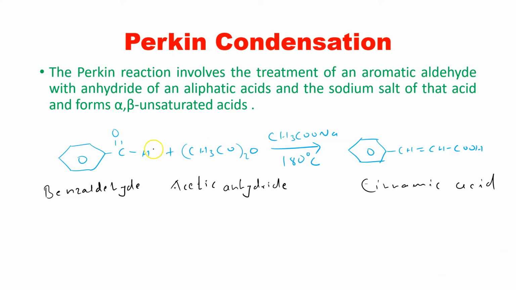So these two molecules, benzaldehyde and acetic anhydride, combine and form a cinnamic acid, and also it gives one more product, that is acetic acid. So we get this one more byproduct, that is acetic acid. Now let us see the mechanism of Perkin condensation.